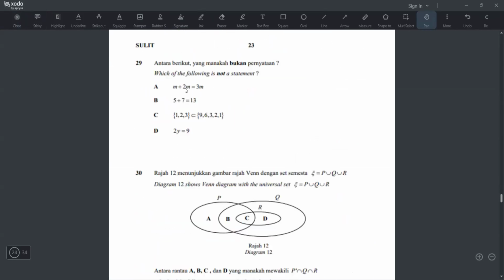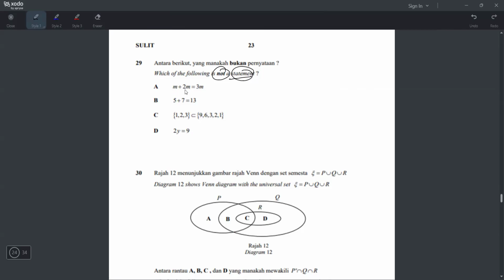Okay, let's do 29. Which of the following is not a statement? Statement means you can determine whether it's true or false. Okay, you boleh tentukan nilai kebenaran. Okay, kalau boleh tentukan nilai kebenaran, statement. Kalau tak boleh tentukan nilai kebenaran, tak boleh tentukan true false, then bukan statement lah.